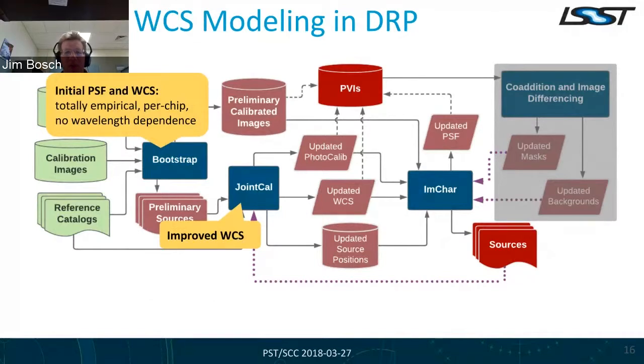That will give us improved WCSs and improved photometric calibrations and improved source positions. And then using those improved source positions, we can go and improve the PSF and come up with this more physically motivated wavelength dependent PSF. Now, I think after that, this is the first time that we'll have access to wavelength corrected positions. So we'll probably need to feed that back into another round of joint cal before we're done. And it's possible we'll need to do the PSF modeling again after that, but I suspect just one iteration there is all we'll need to converge.